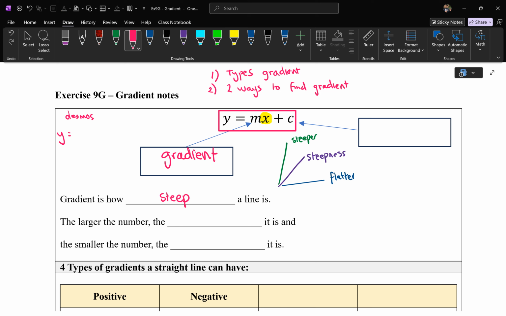M, which is the number in front of x, which is the number that you're multiplying to x. You can double x, you can triple x, you can do 30 times x. That will determine the gradient. So when someone asks, what is the gradient? They're just asking, what's the number that you're multiplying to x? That's what they're asking. What's the number in front of x to determine how steep a line's going to be? The larger the number, the steeper it is. Fill this in. The larger the number in front of x, or the larger the gradient is, the steeper the line would be.